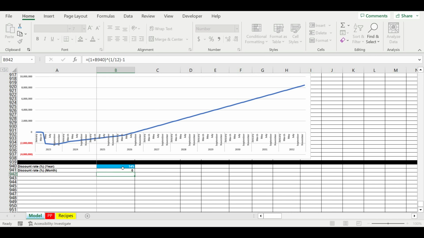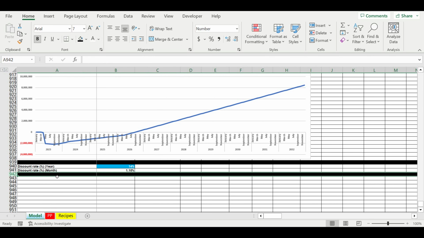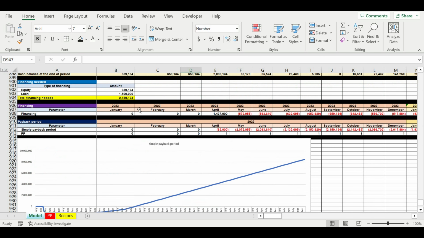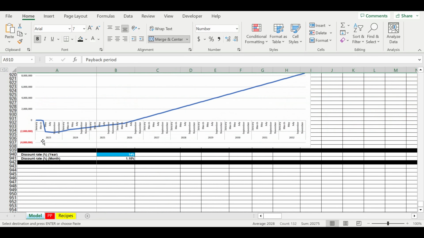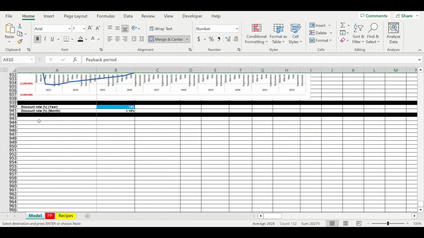So this will be a discount rate for a month step. Then I'm creating the timeline. So this will be a discounted payback.